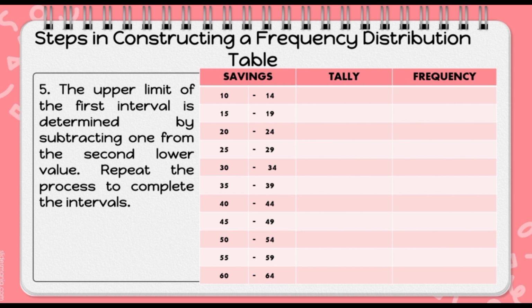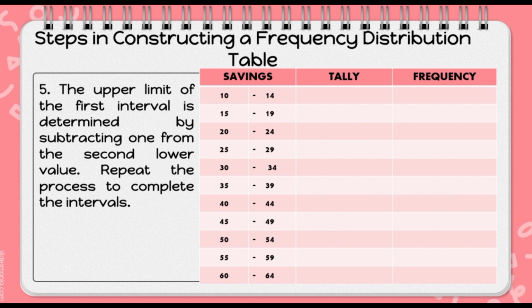Alright, for our fifth step, the upper limit of the first interval is determined by subtracting 1 from the second lower value. Then repeat the process to complete the intervals. In our table, our second lower limit is 15. We simply subtract 1 from our second lower limit. So 15 minus 1 is equal to 14. That is why we have 14 there in our first upper limit.